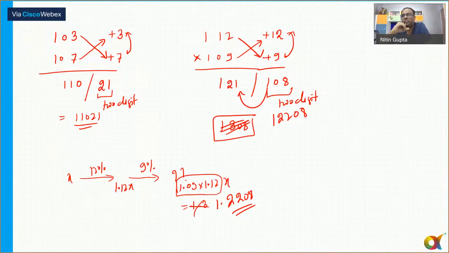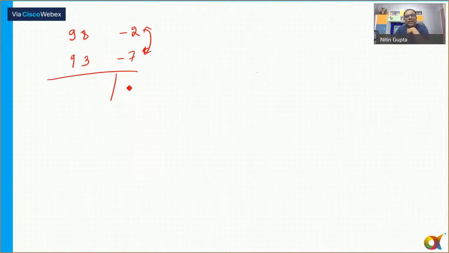Let's take a case where the numbers can be less than 100 also. If both the numbers are less than 100. For example, if I say the number is 98 and I need to multiply it by 93. So 100 minus 2, there is a deficit of 2. 93 is 100 minus 7. So minus 2 and minus 7. Now take a product of these two numbers, that is minus 2 into minus 7. What is minus 2 into minus 7? That is equal to plus 14.